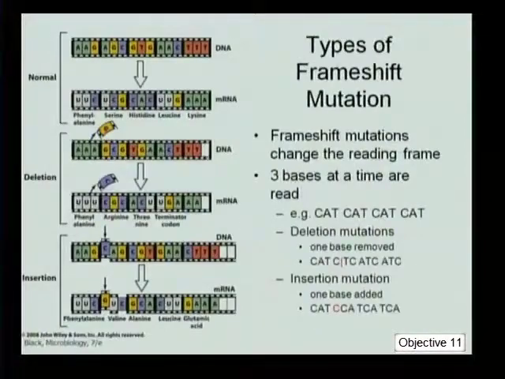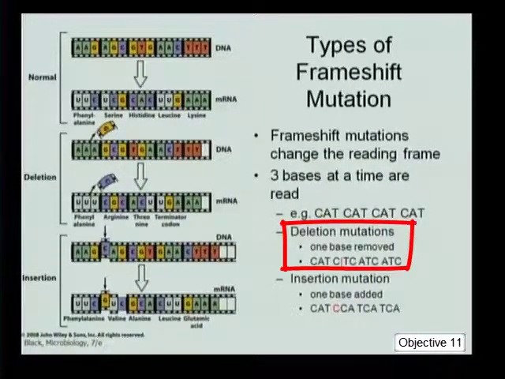Well, I mentioned earlier frame shift mutations. These are the mutations which change the reading frame. Recall that we're reading 3 bases at a time, CAT, CAT, CAT, CAT. In deletion mutations, which shift the frame, 1 base is removed, shown by a vertical red bar here, CAT, CTC, ATC, ATC, ATC. See how that changes the sense by changing my reading frame?